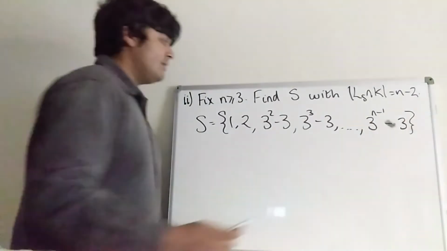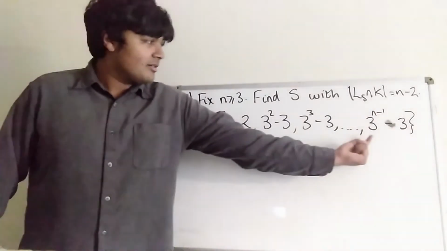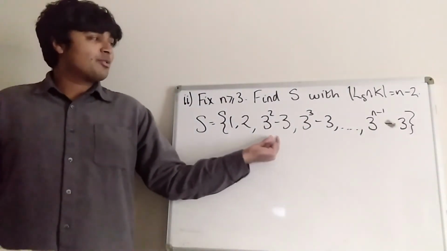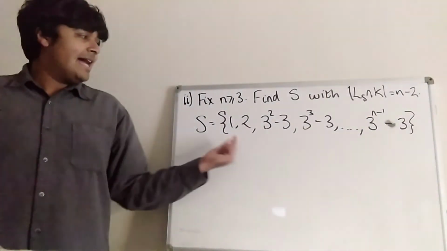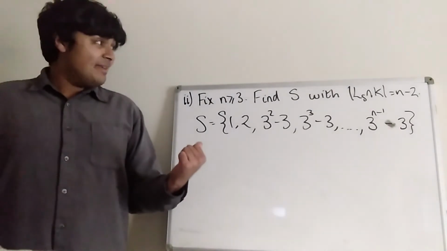Like so. How many elements does this set S have? Well, it's got n minus 2 terms of the form 3 to the k minus 3, and then plus 1 plus 2. So n minus 2 plus 2, so it certainly has n elements.